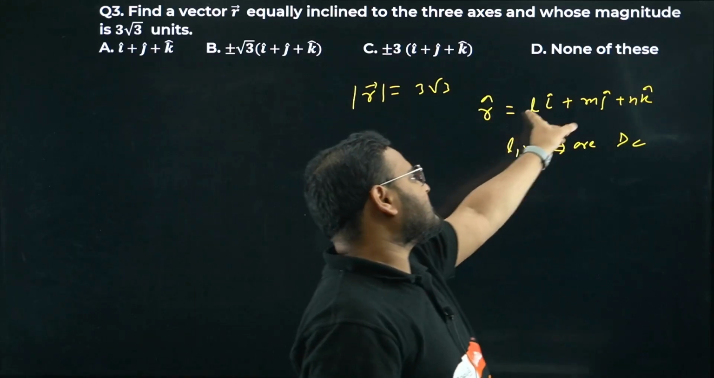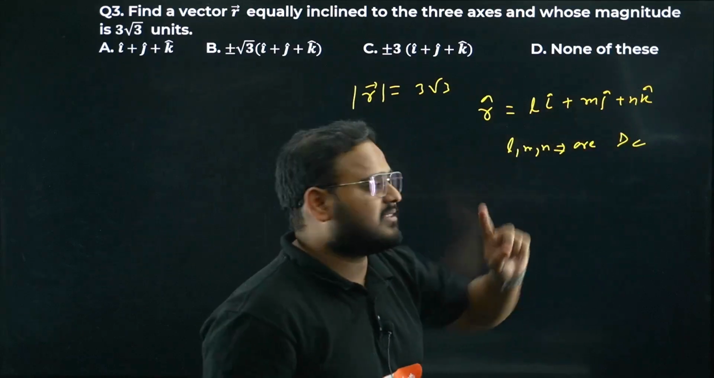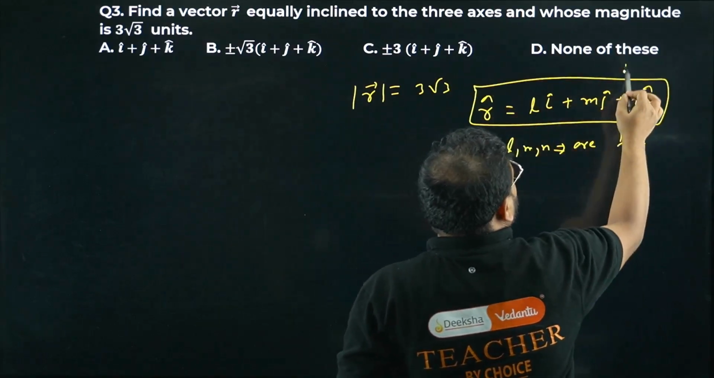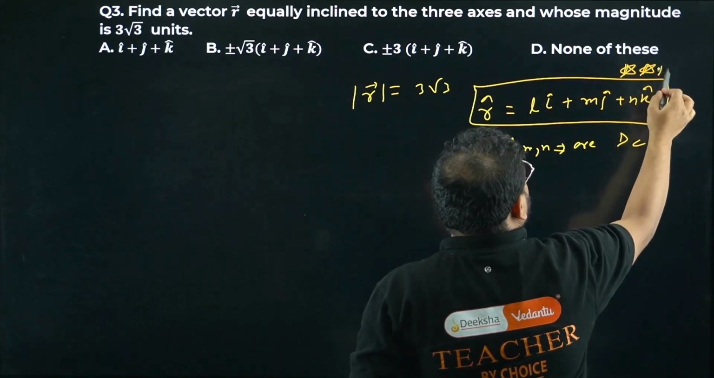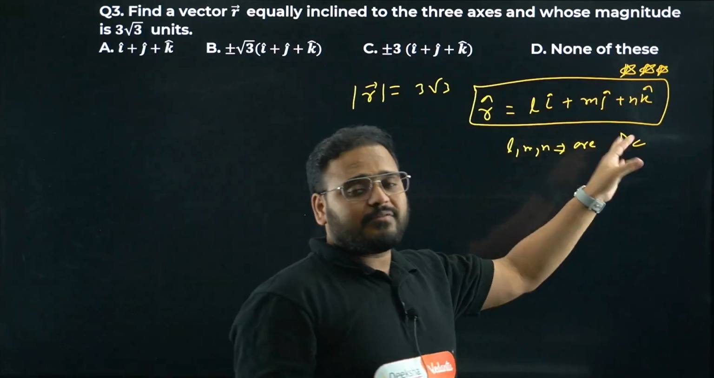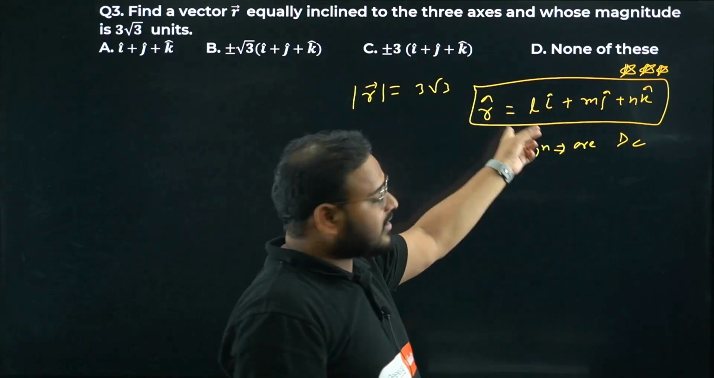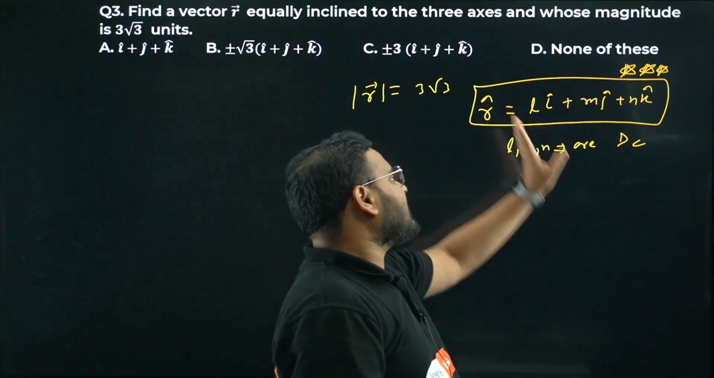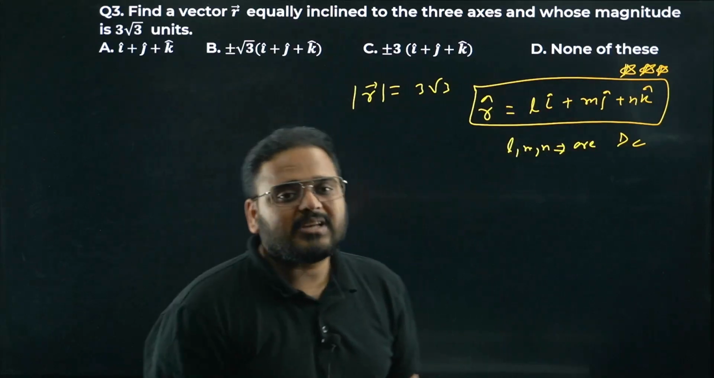For that reason I can take this as l i cap, m j cap, n k cap. Please understand this. This is the standard result, so make a note of this. The unit vector along vector R, in terms of its direction cosines, will be given as l i cap plus m j cap plus n k cap.